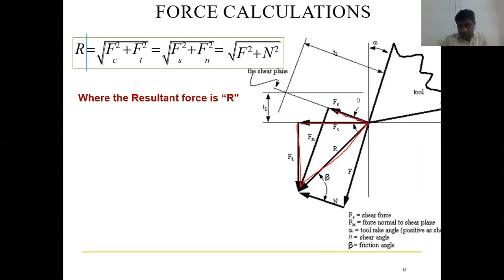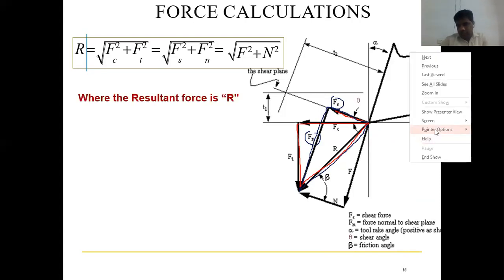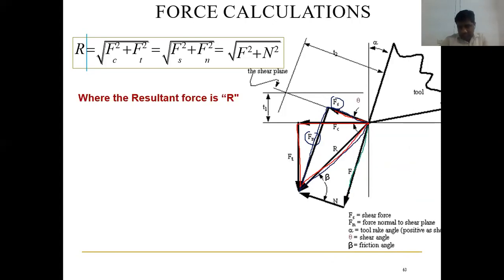Right? So this is one. This is one more triangle, which you can call the shear force triangle, with FS as well as FN, right? That is the shear force triangle. So two triangles, and one more triangle is there, which is nothing but the friction triangle. The frictional force is also there, so this triangle we can call the friction triangle. These are the three triangles in this merchant circle, right?